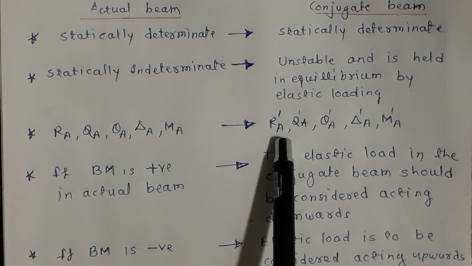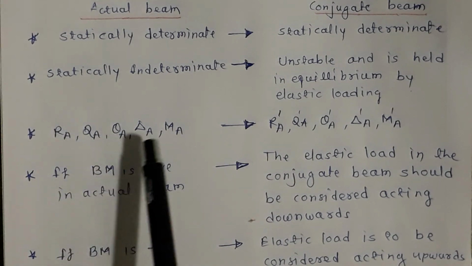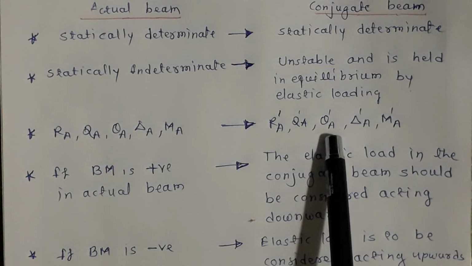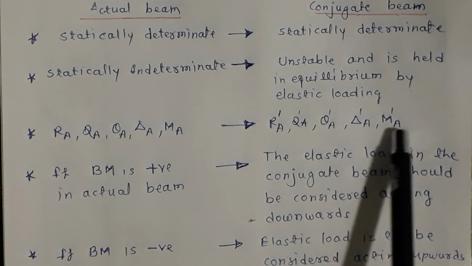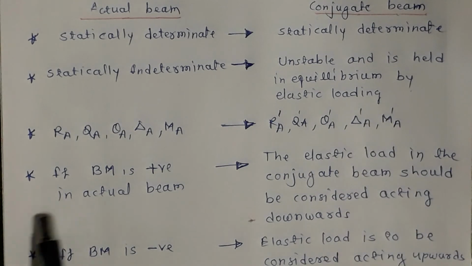Ra dash is the reaction at A in conjugate beam, where it was Ra in case of actual beam. Qa dash is the shear force at A in conjugate beam. Theta A dash is the slope at A in conjugate beam. M dash A is the moment at A in conjugate beam. So you should remember this.